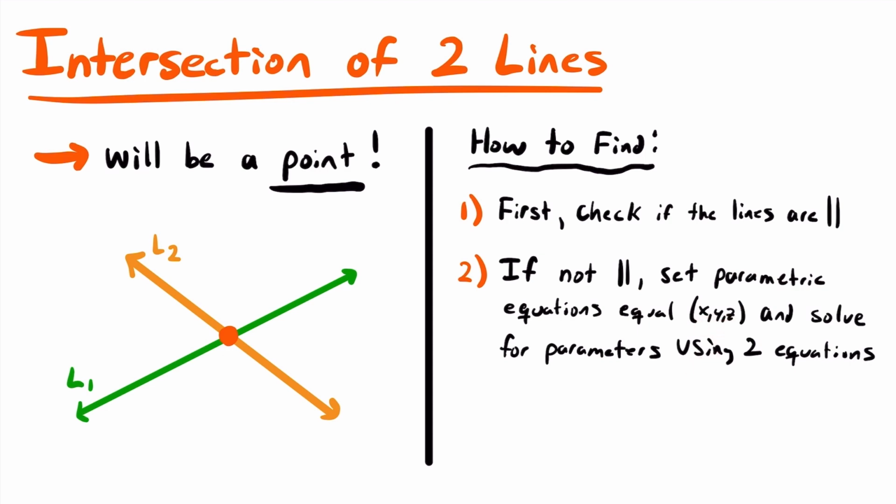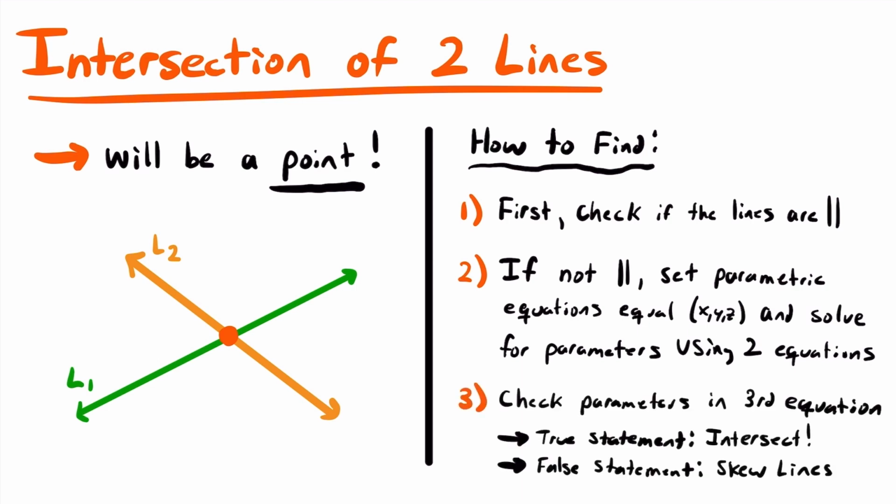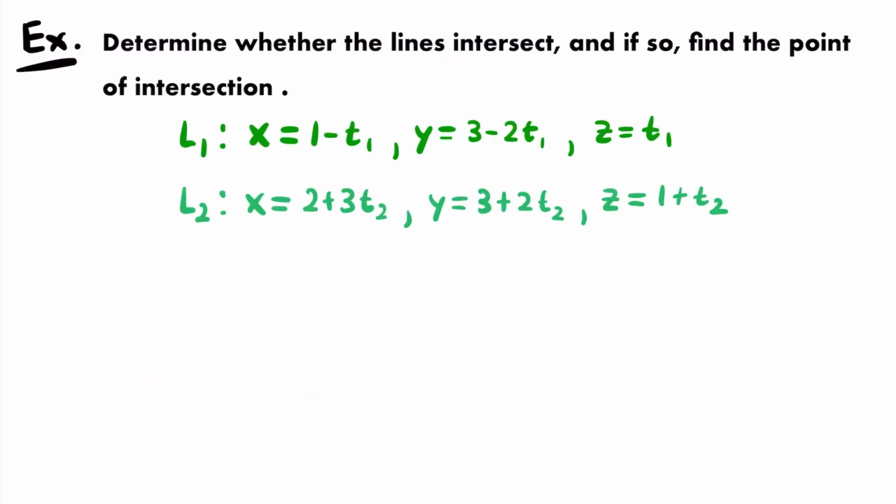And then once we do that, that leads us to step 3, which is to check those parameters in the third equation that we didn't use. And if that results in a true statement, then your lines intersect, and you'll be able to find the coordinates of that point of intersection using those parameters. But if you end up with a false statement, then your lines do not intersect, and therefore are skew lines. All right, and so those are the 3 steps, or the 3 guidelines that we're going to follow. If you're not quite understanding the process yet, don't worry, because we're going to take a look at an example next. All right, so here's our example.